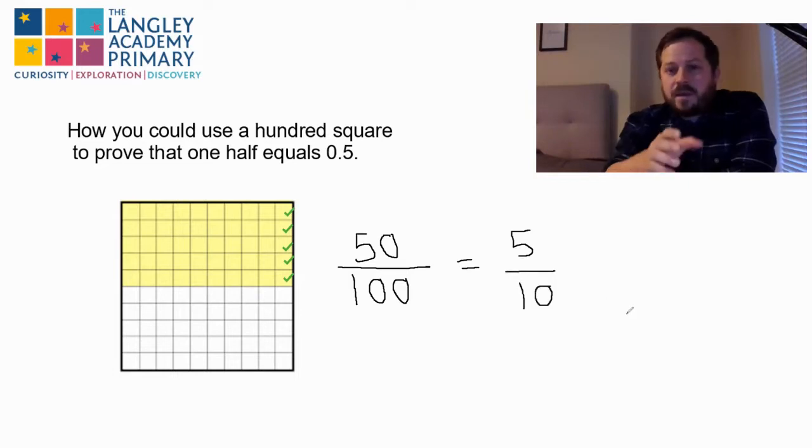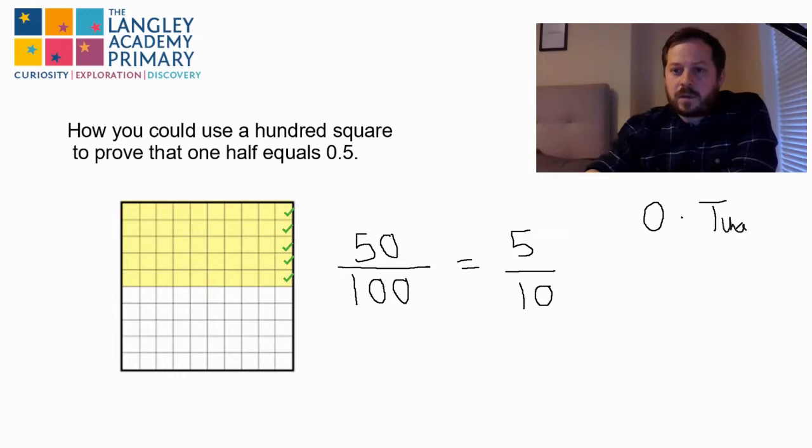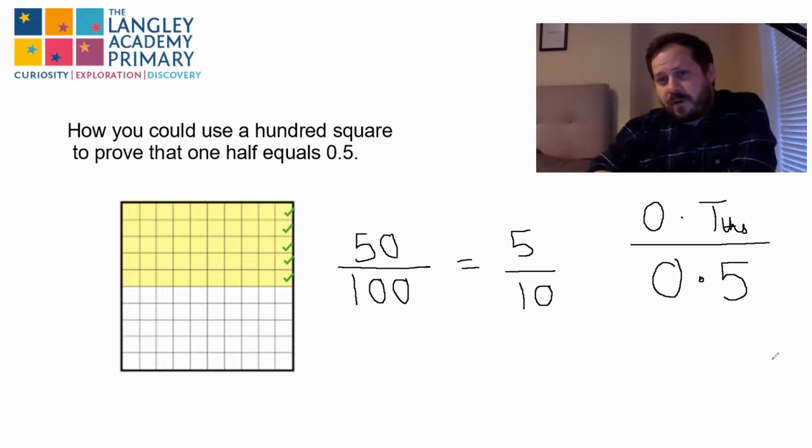Now, this actually makes it much easier for us because when we look at making our decimal, we know we've got our ones and our tenths column. So if we just place our 5/10 in the tenths column, make sure we put our decimal point and our 0 in, the outcome is 0.5. And we proved that our half is the same thing as 0.5.